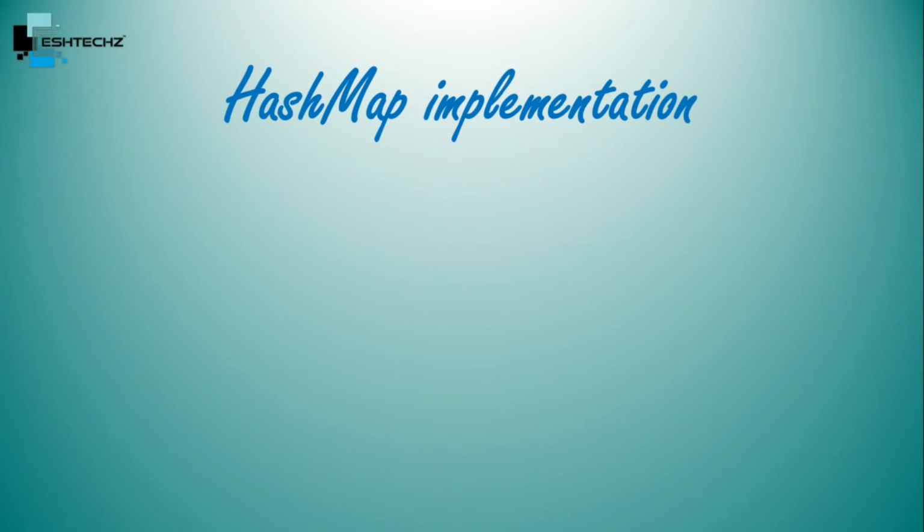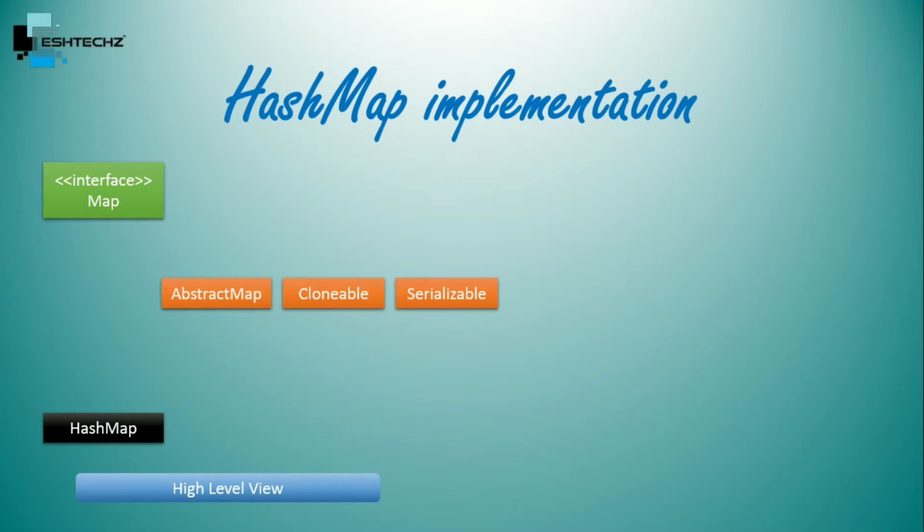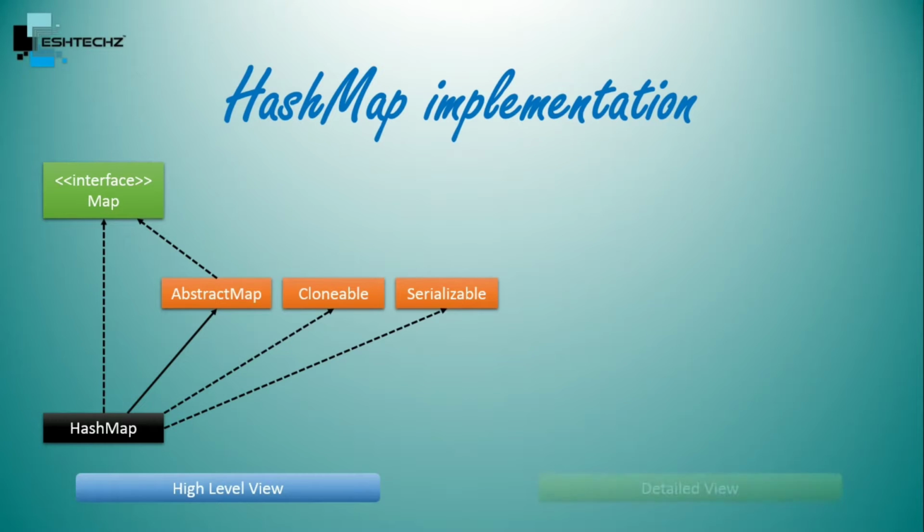Now let's take a look at the HashMap implementation. So we have HashMap and the map interface. Along with these, we have AbstractMap, Cloneable, and Serializable. So HashMap implements Map, AbstractMap, Cloneable, and Serializable. Cloneable and Serializable are marker interfaces, and AbstractMap also implements Map. Now, let's move on to the detailed view.